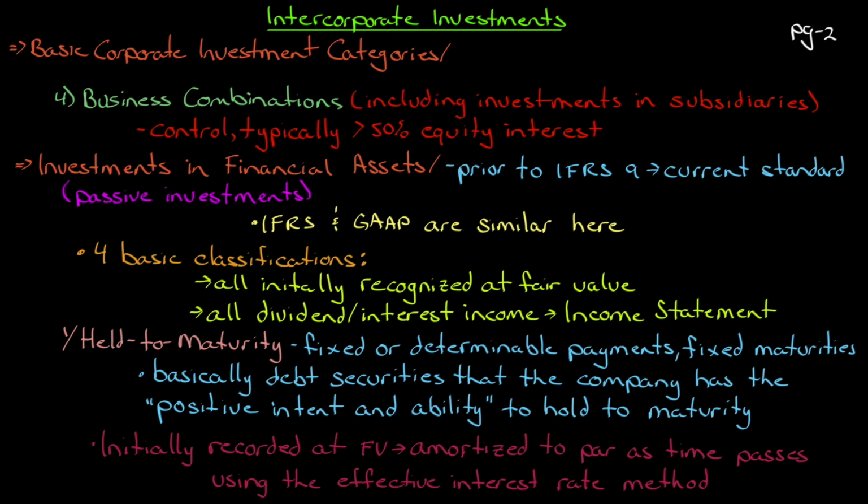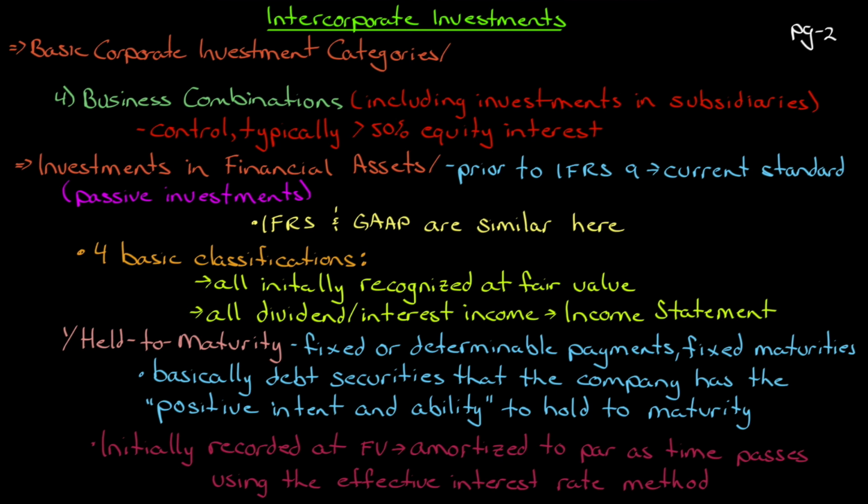So let's look at our first one, held to maturity. Well, we have the word maturity. So clearly we're dealing with debt securities or redeemable preferred shares. These are preferred shares that have a maturity date. They would be considered debt. Fixed or determinable payments, fixed maturities. So basically debt securities that the company has the positive intent and ability to hold to maturity.